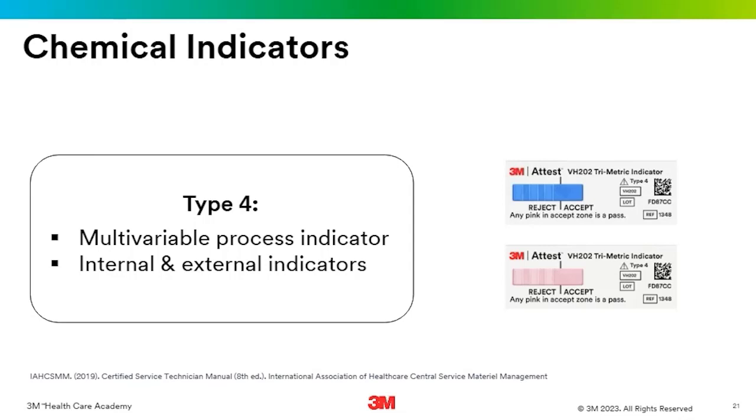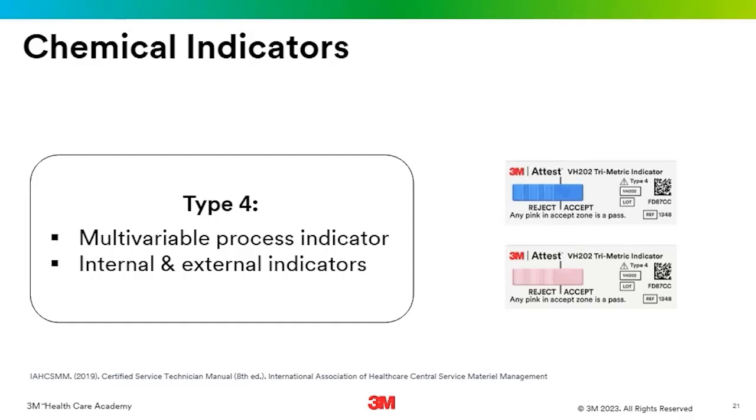So here you have an example with 3M. These type 4s are designed to react to obviously multivariable processes, but not all the processes. It's either like time or temp, or temp and pressure, or temp and sterilant. It's not really everything that makes up all the sterile parameters of a cycle in your sterilizer.